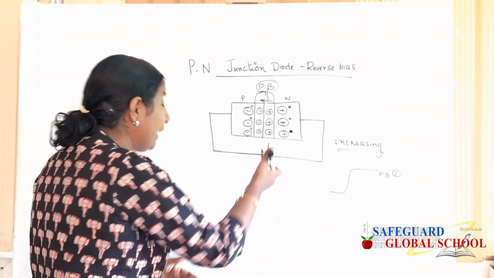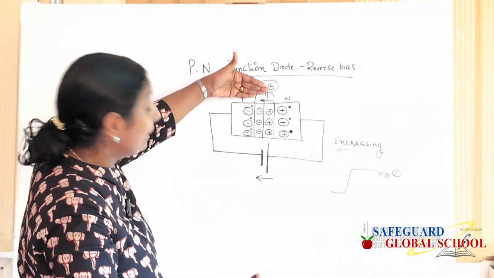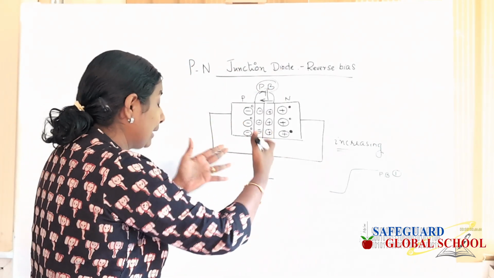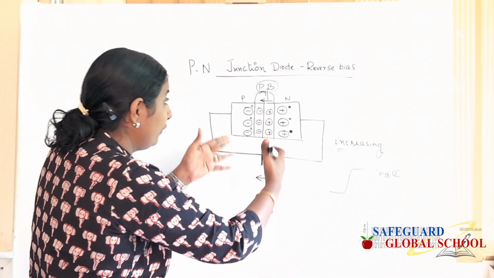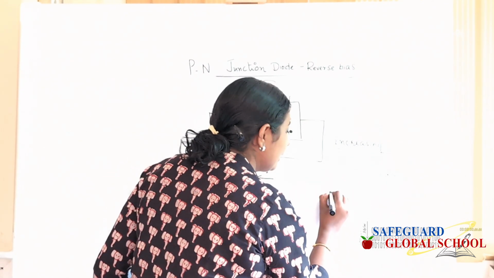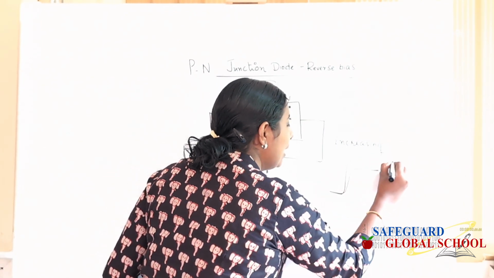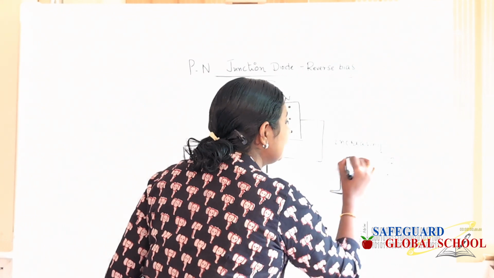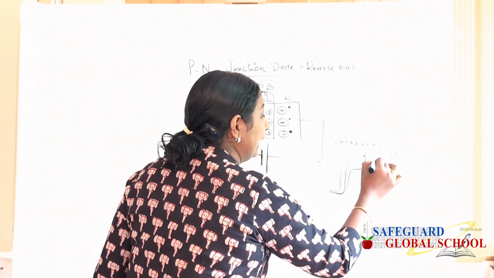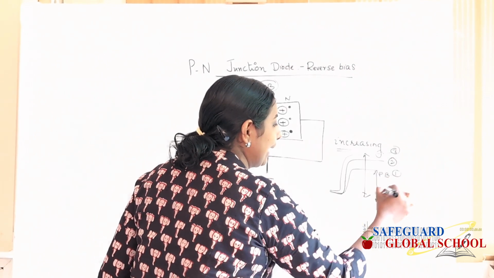Because this electric field is aiding this virtual battery here. Already there is a wall here, and this battery that we apply is aiding it. So what happens is that when reverse bias increases, the height of the potential barrier again increases and increases. First it was the case like this.